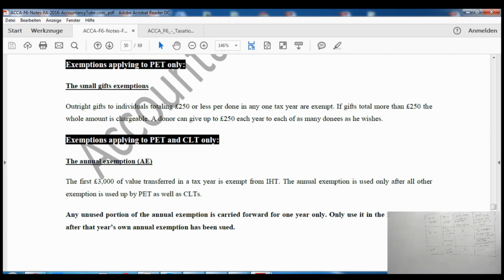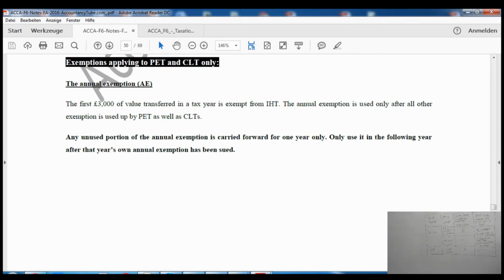Next, the exemptions which we are going to look at now apply to both potentially exempt transfer and chargeable lifetime transfer. So what are these exemptions? It says annual exemption. Annually 3,000 pounds is going to be exempt. And another good thing is that we can carry forward unused annual exemption to next year. We use the current year's annual exemption first, then we will use any brought forward annual exemption if there is any remaining.